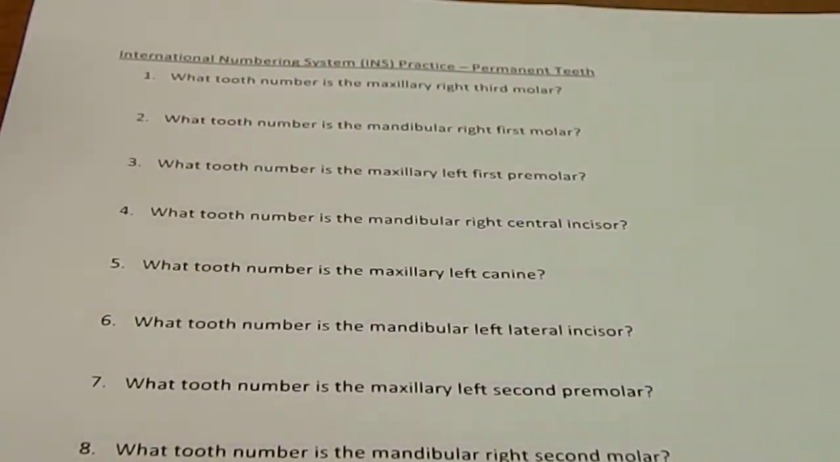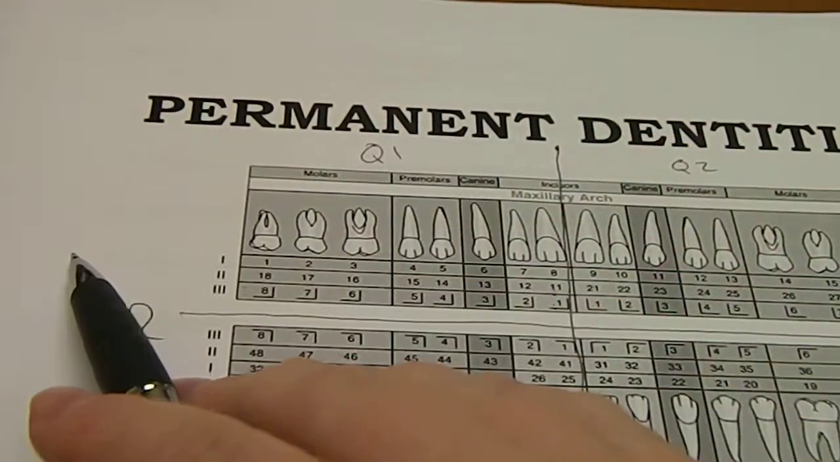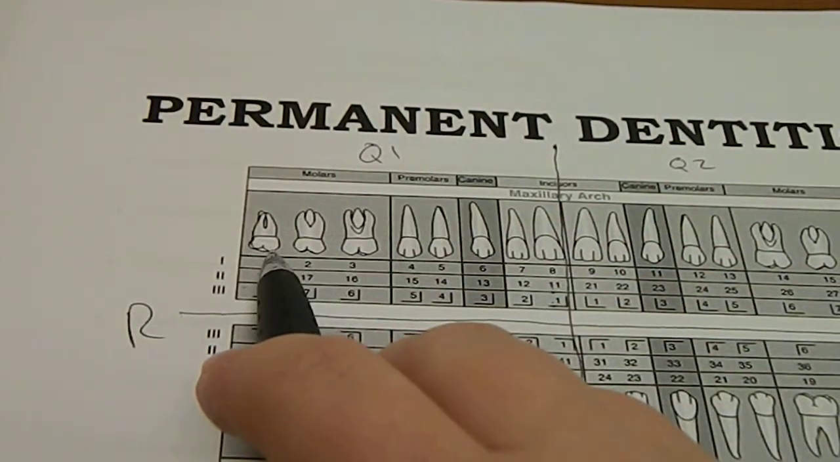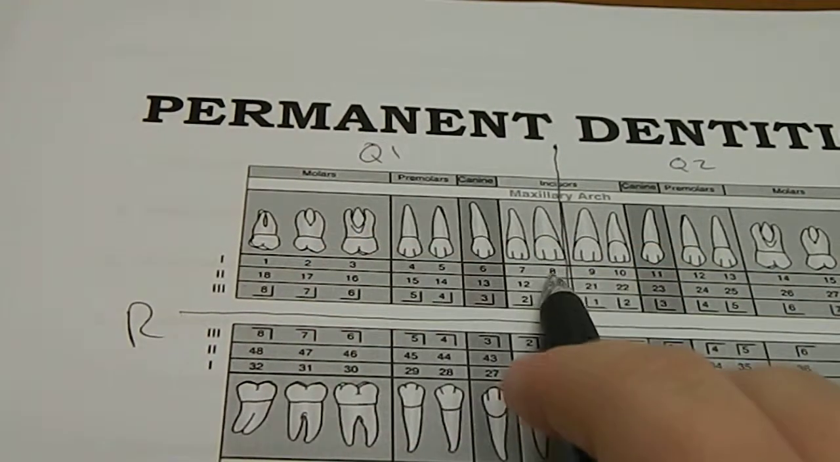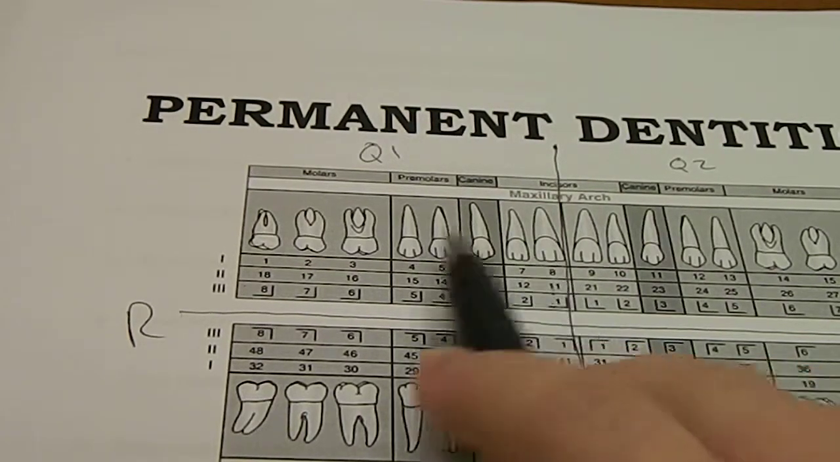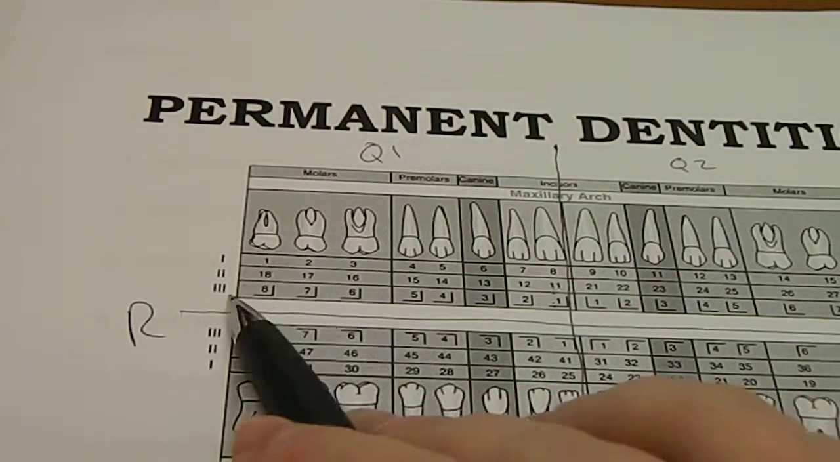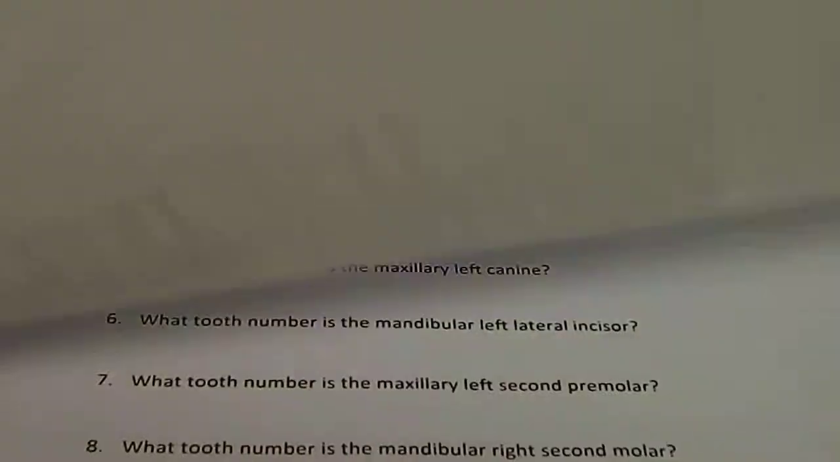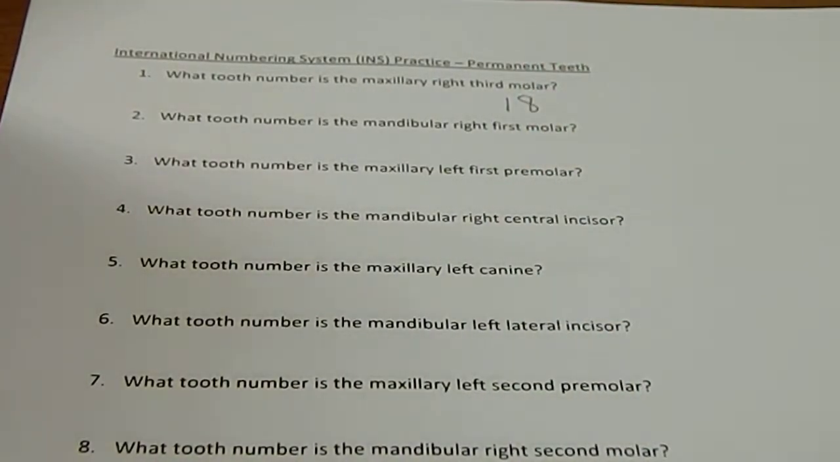So let's do a couple exercises here. What tooth is the maxillary right third molar? Okay, so our maxillary right third molar. We know it's in quadrant 1, so that's going to be our first number, and then we're going to count out from the midline, 1, 2, 3, 4, 5, 6, 7, 8. So our number is 18, or 1, 8, whichever you prefer using.